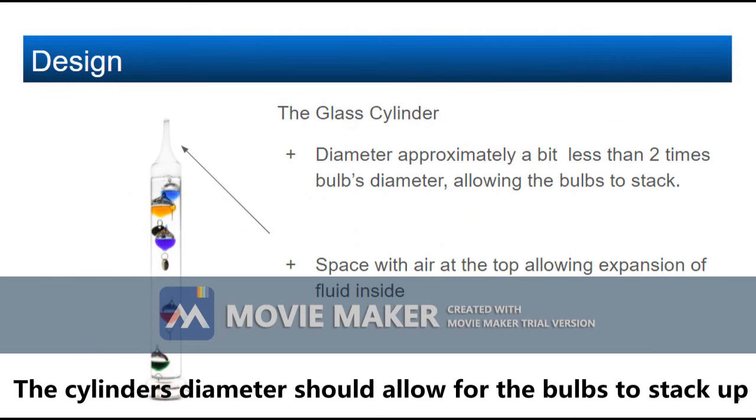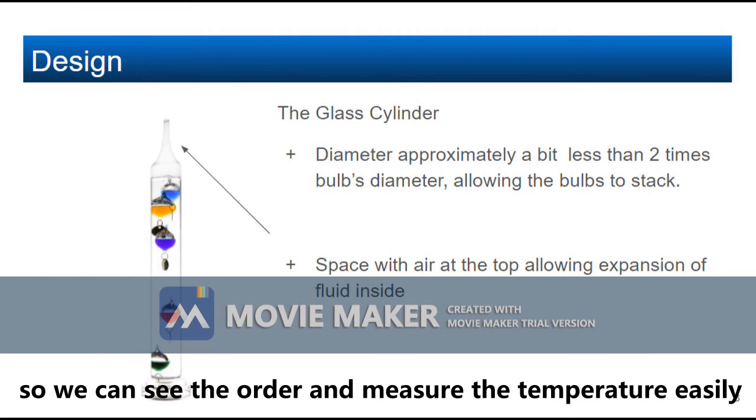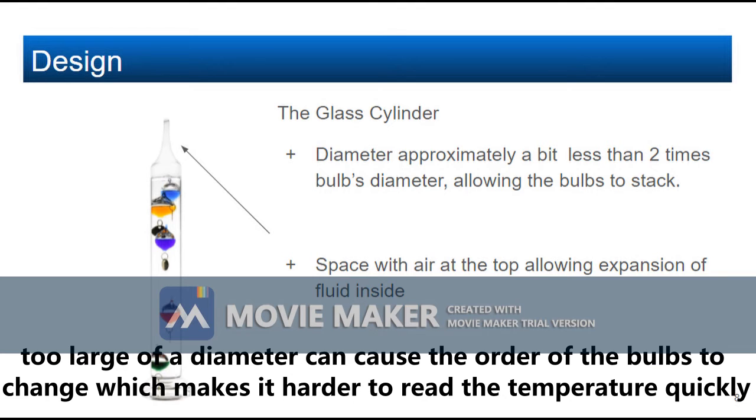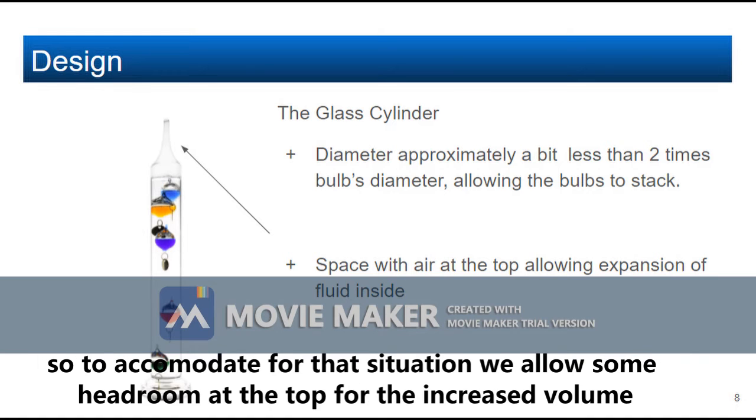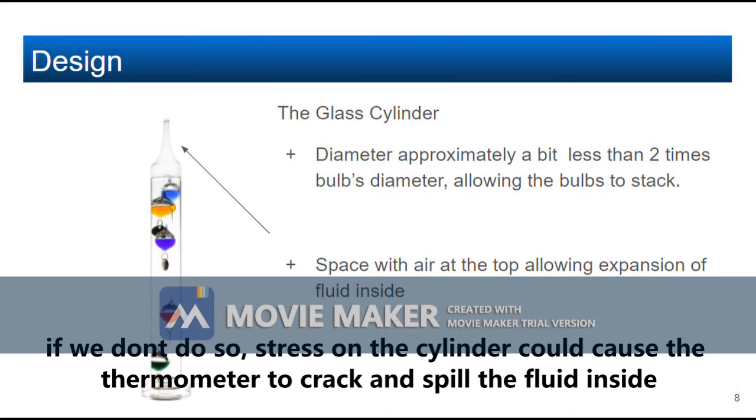The cylinder's diameter should allow the bulbs to stack up so we can see the order and measure the temperature easily. Too large of a diameter can cause the order of the bulbs to change, which makes it harder to read the temperature quickly. In the case of a high change in temperature, the fluid's expansion will be considerably large, so to accommodate for that situation, we allow some headroom at the top for the increased volume. If we don't do so, stress on the cylinder might cause the thermometer to crack and spill out the fluid inside.